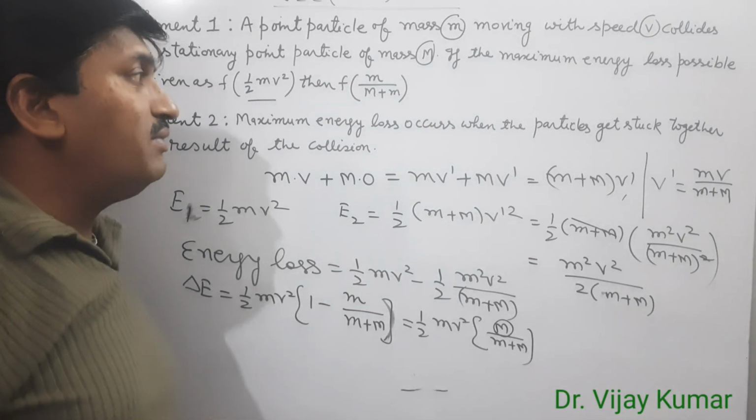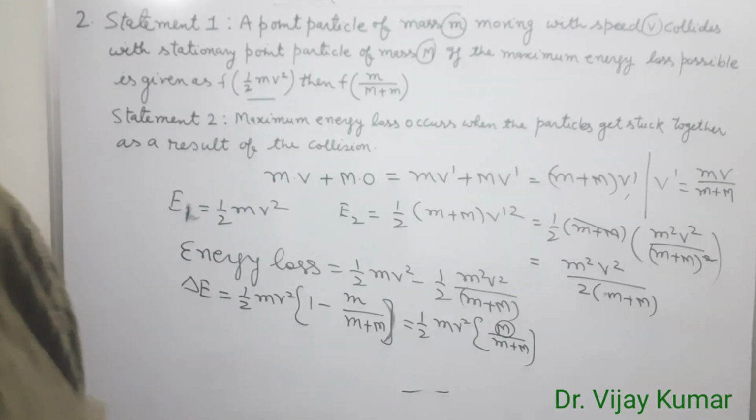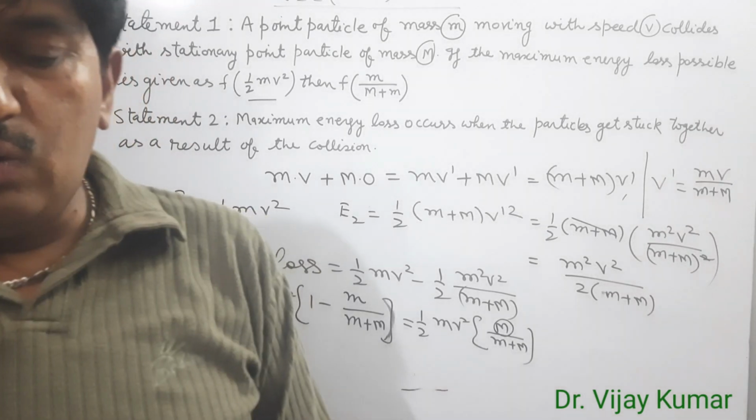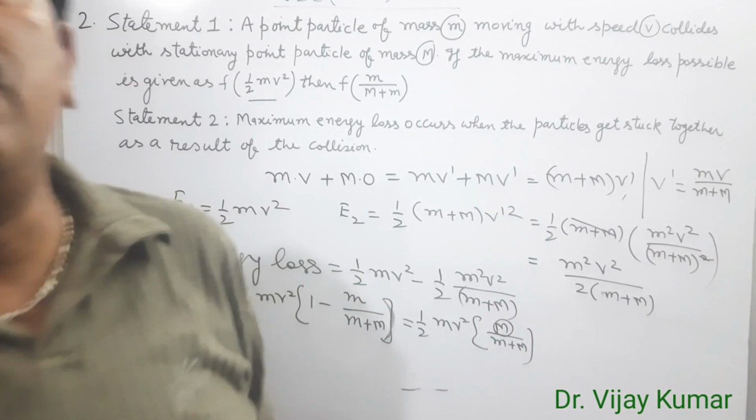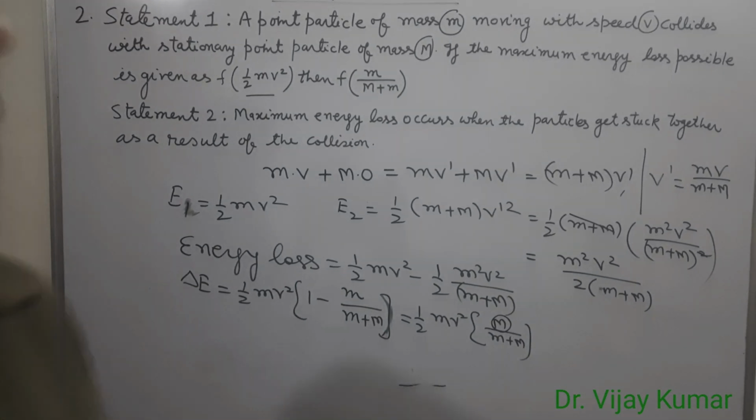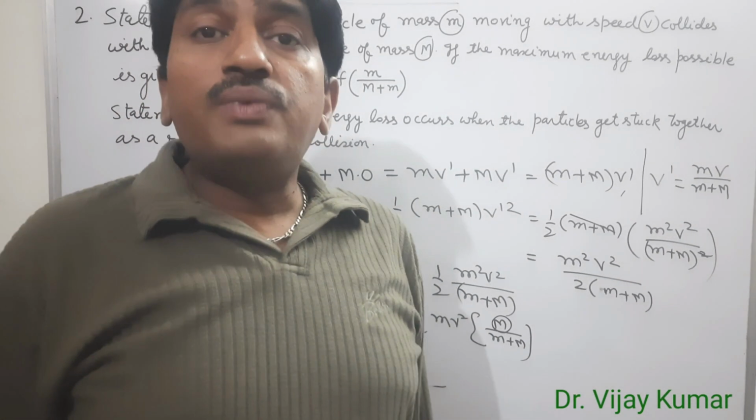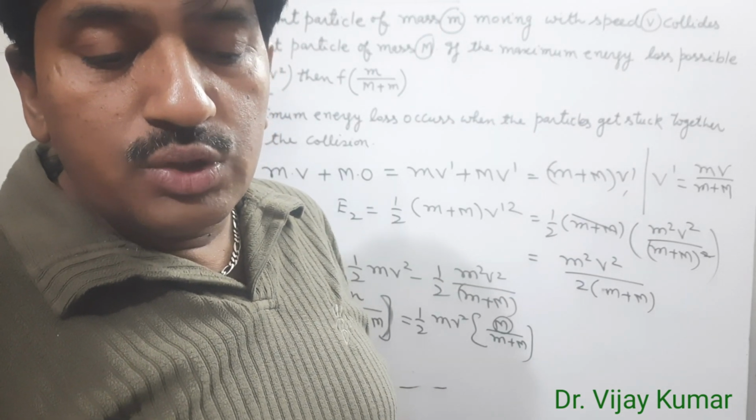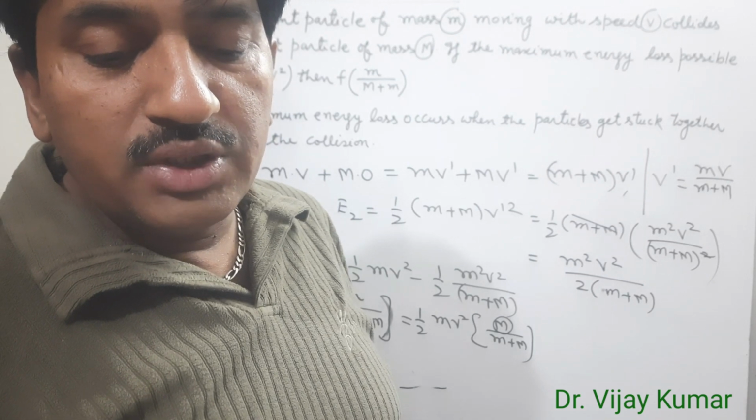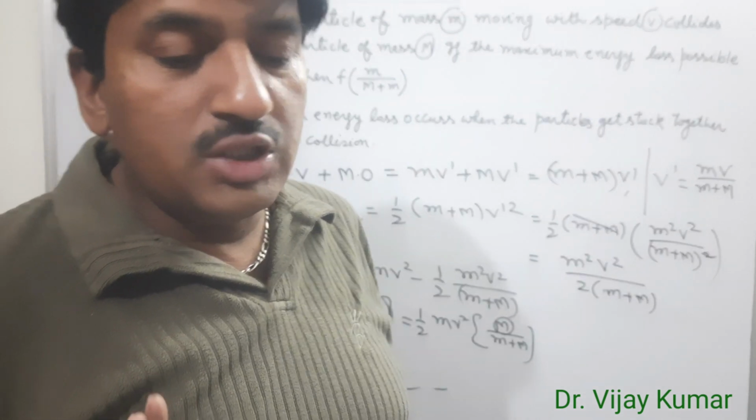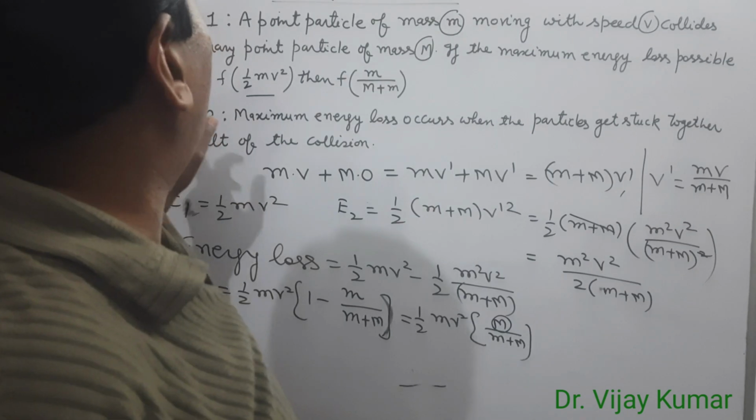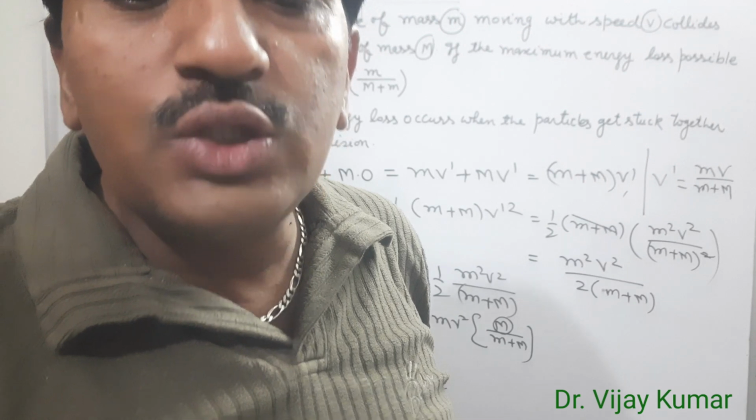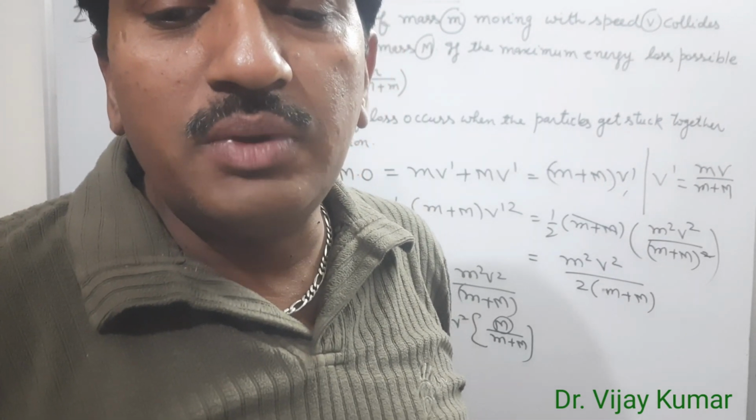Now I will read the options. Option 1 of this question is statement 1 is true, statement 2 is true, statement 2 is a correct explanation of statement 1. So option 1 is not correct, as our answer is statement 1 is false. In option 2, statement 1 is true, statement 2 is true, statement 2 is not a correct explanation of statement 1.